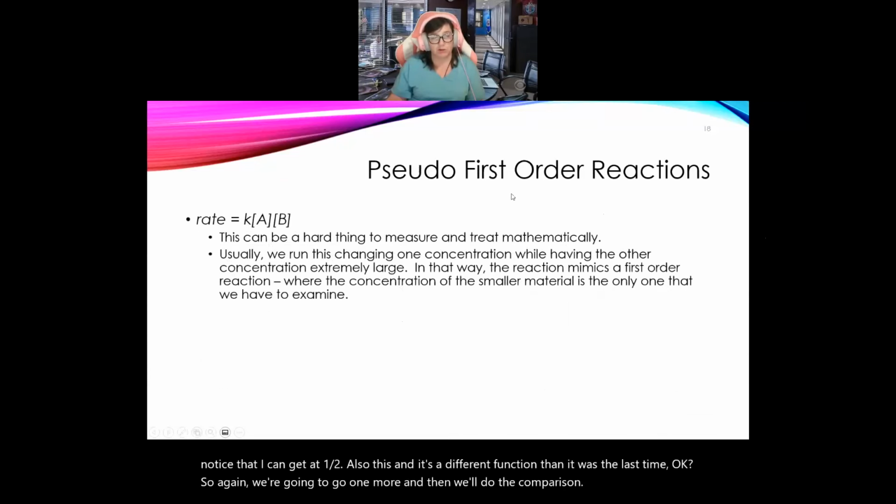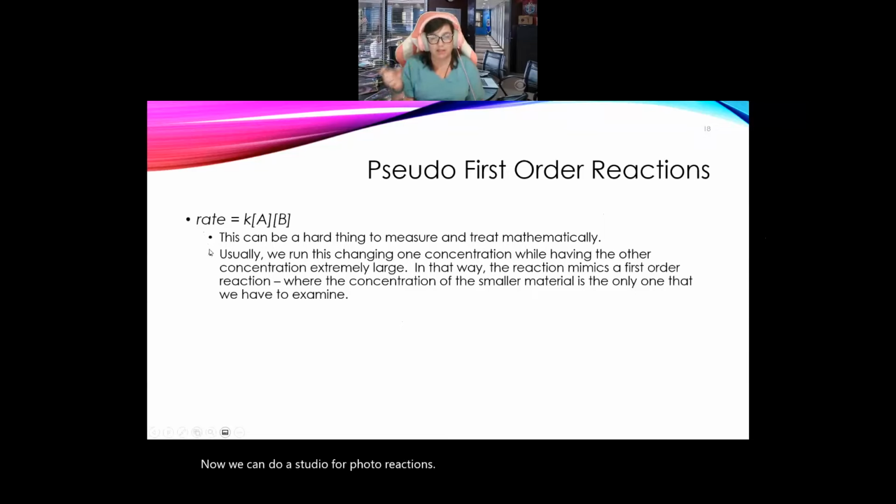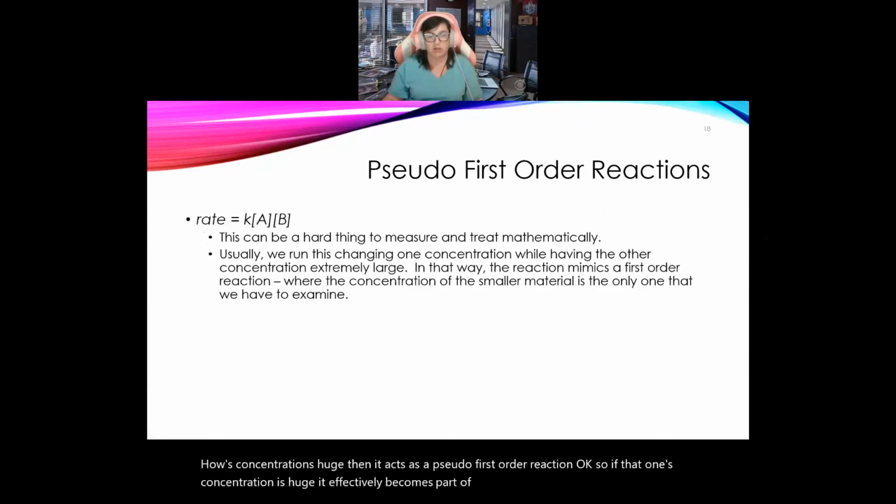Now we can do pseudo first order reactions. So if I have a rate similar to the one that we talked about previously, the NH4 plus and the NO2 minus, if I make one of those concentrations huge, then it acts as a pseudo first order reaction. If that one concentration is huge, it effectively becomes part of the constant, and we can look at what is the effect of the other material.